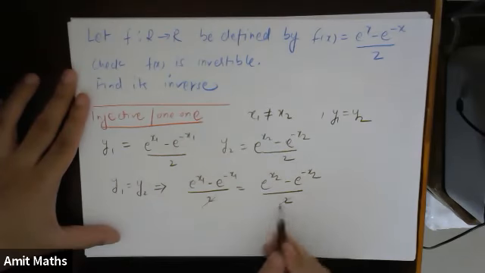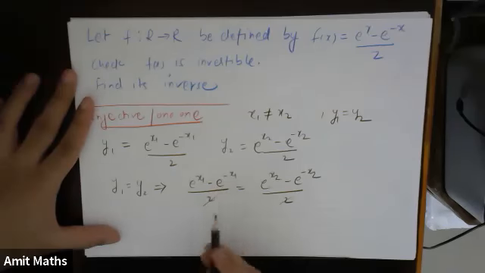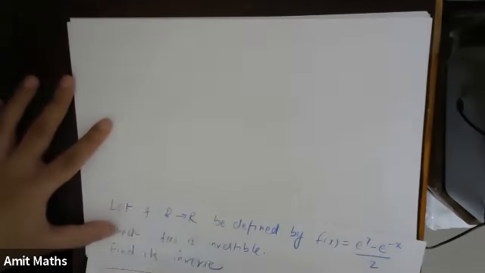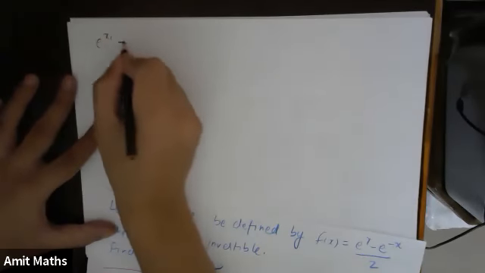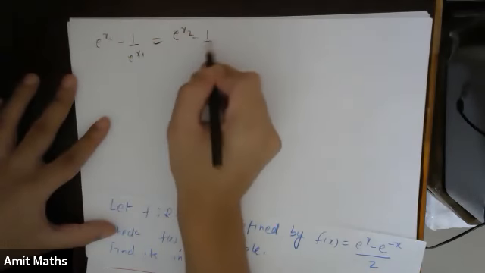Okay, so what I can do, I can take 2 cancel out. If I take e to the power minus x1 as 1 by e to the power x1, we get e to the power x1 minus 1 by e to the power x1 is equals to e to the power x2 minus 1 by e to the power x2. Okay, if I'll take the LCM and cross multiply. So basically what we have got is e to the power x1 minus 1 by e to the power x1 is equals to e to the power x2 minus 1 by e to the power x2.